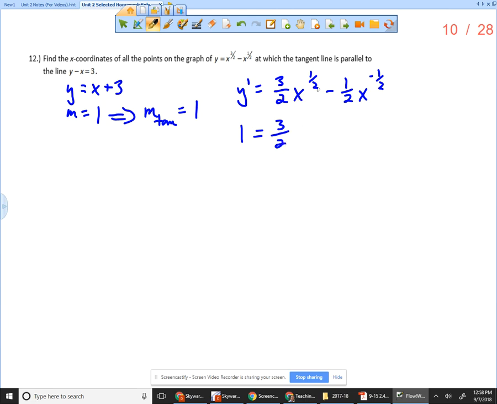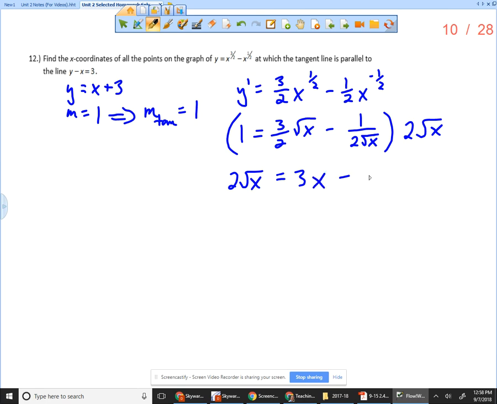Now, x to the 1/2 is actually root x. Then I have minus 1/2 x to the negative 1/2, which is actually 1 over 2 root x, because x to the negative 1/2 puts the root x in the denominator. This seems like a weird equation to solve, and it is, but we're going to make it a little easier by getting rid of the denominator. We multiply everything by 2 root x. So I have 2 root x equals, the 2's reduce, and I have 3, and root x times root x is x, and then minus 1.